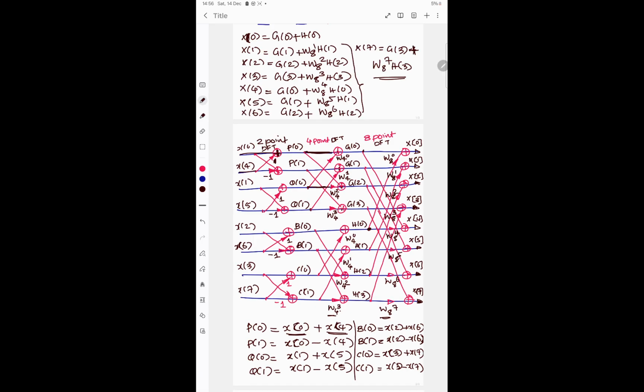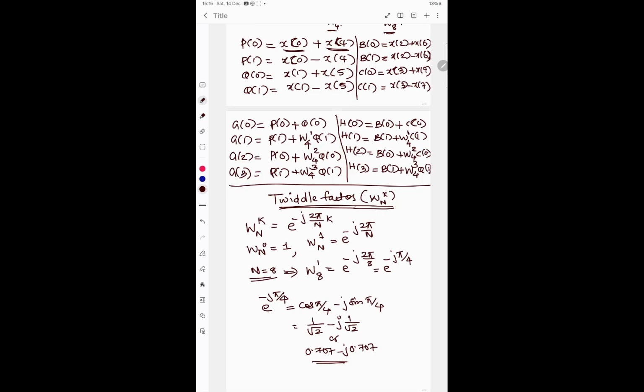And finally we can get the values of X of 5, X of 6 and finally X of 7, which is equal to G of 3 plus W8 to the power 7 H of 3. Now how do we find the twiddle factor? The twiddle factor is defined as Wn to the power k, and the basic equation is that Wn to the power k is obtained by the relation e to the power minus j 2 pi by n times k.